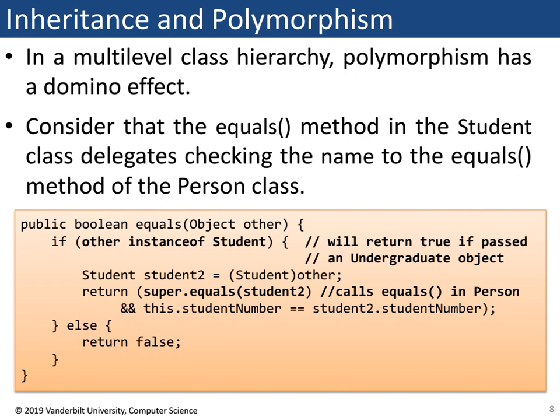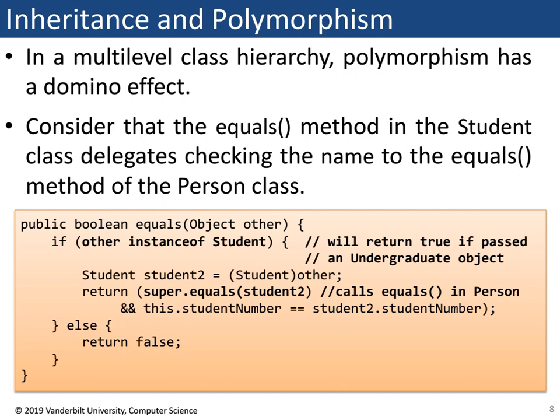So then when we call undergraduate.equals, so we use the equals method built into our undergraduate class, it calls the equals method, which is part of the superclass student, which calls the equals method, which is part of the superclass person.